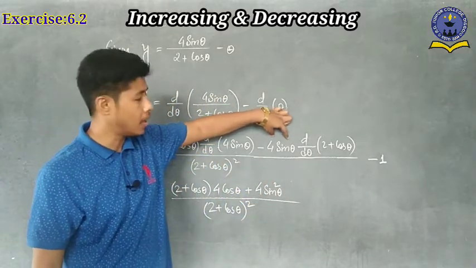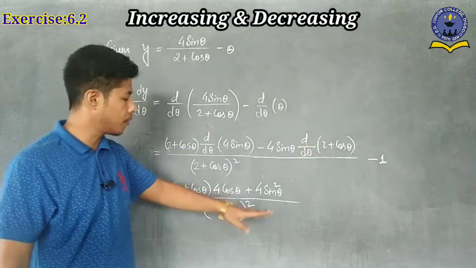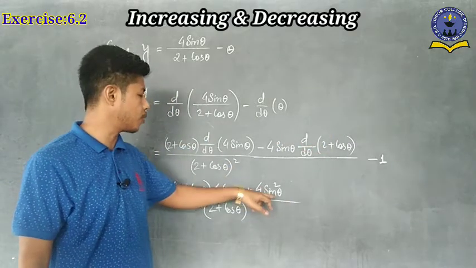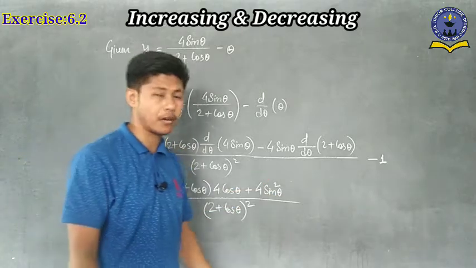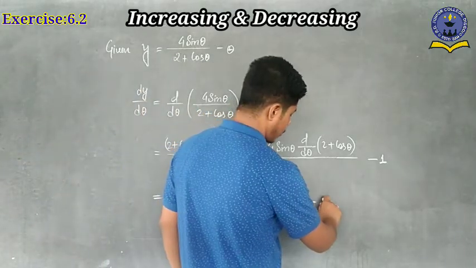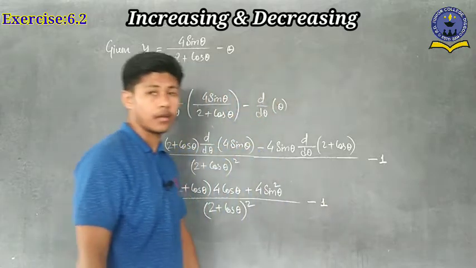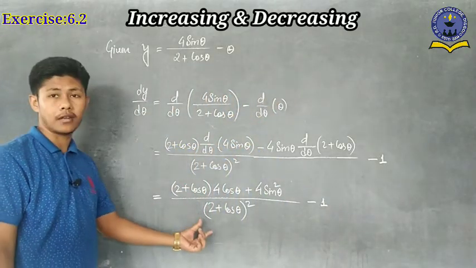4 sin theta is here, and d/d theta of this one. Or if you want, you can write one more step: minus 4 sin theta, in brackets you write 0 minus sin theta. So here I directly calculate, and the result is what? Minus of 1. Is it clear? So this one is the result.